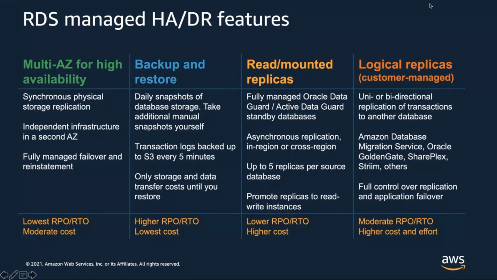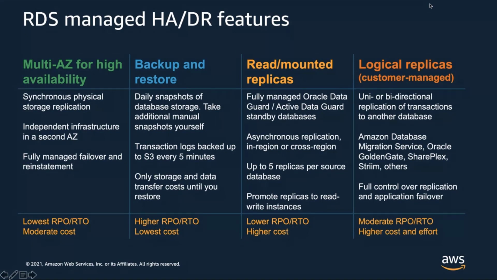In terms of DR, we have a couple options available as well. Backup and restore is the tried and true way of recovery for most configurations on premises. When you enable automated backup and recovery with RDS, RDS automatically takes daily snapshots of your instance at a storage layer, and then additionally, you can take extra manual snapshots yourself. RDS also automatically backs up archive redo logs to Amazon S3 every 5 minutes.